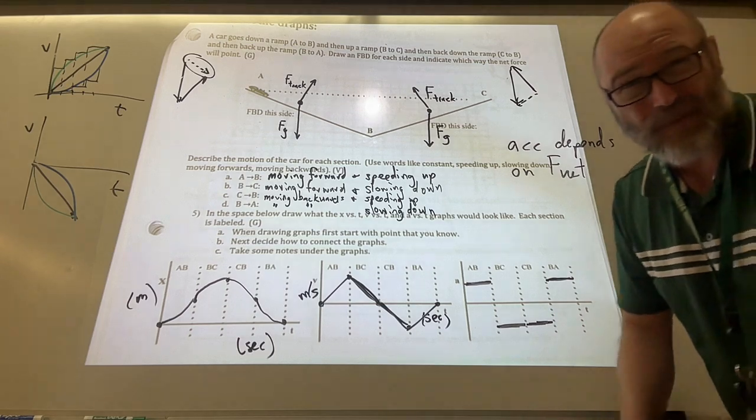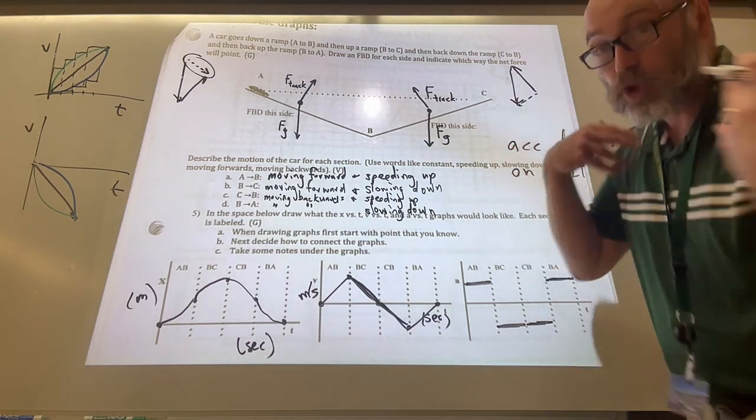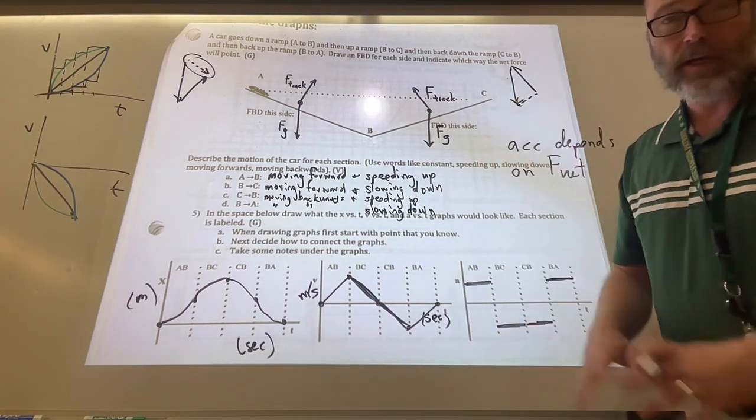And then there's a couple questions at the bottom asking you about C. Use your brain. Don't memorize. You should be able to answer those as well.